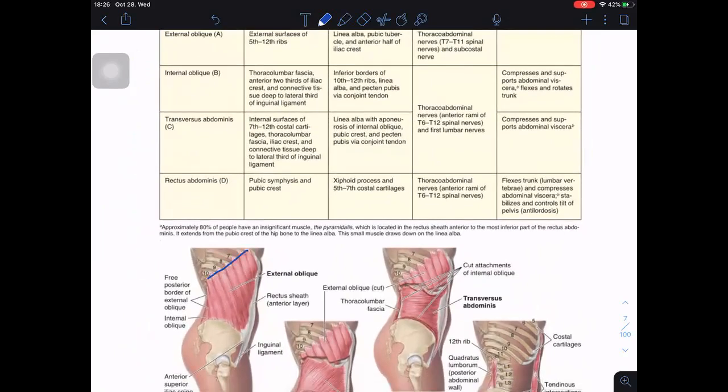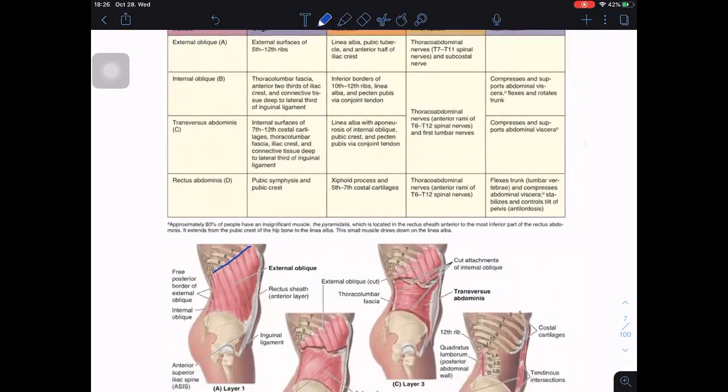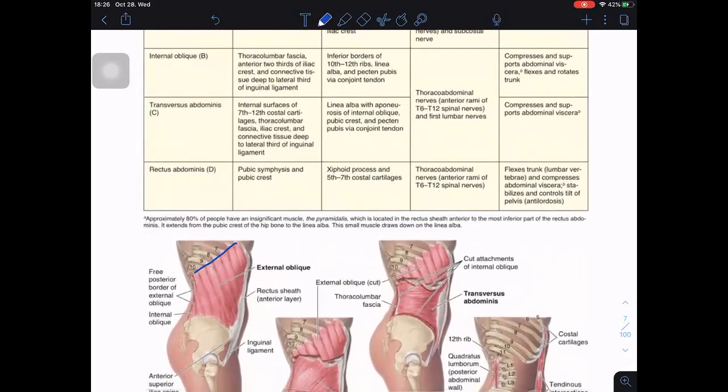I haven't seen anyone asking the attachments of these muscles. So even if you want to learn it, do it in the exam period. Right now, you just have to learn how to show the external oblique. All right, so that's the origination of the muscle.